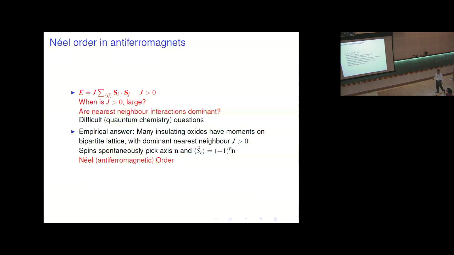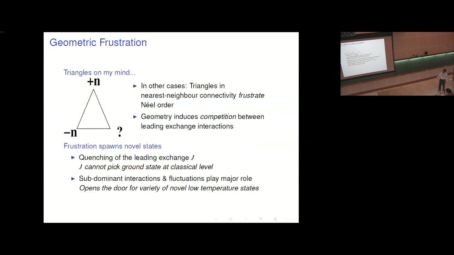And when that happens, if you think of these as unit vectors, classically, the system likes to minimize its energy by having one sublattice point up along some spontaneously chosen direction in spin space, and the other sublattice point down. That's the spontaneously chosen direction. And that's Néel order, studied, of course, almost 100 years ago by Néel.